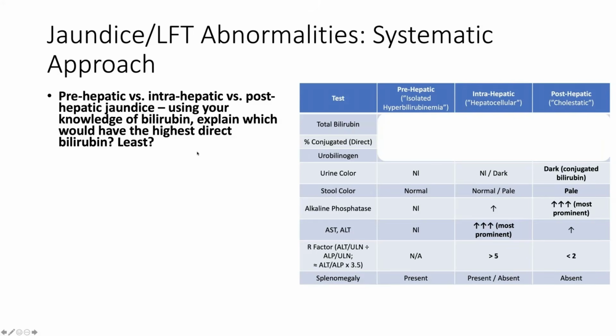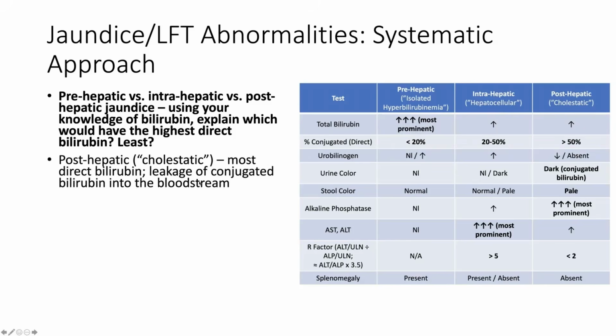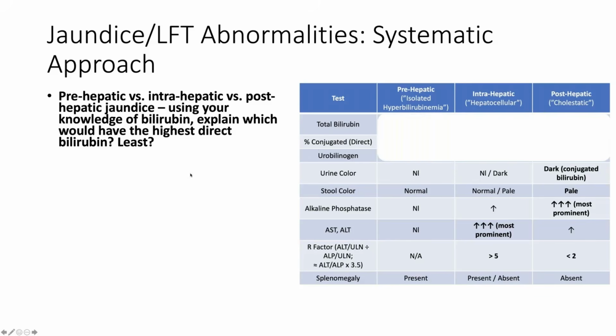Because when we're talking about posthepatic, we are saying cholestatic. If the problem is not in the liver, we're going to be able to conjugate the bilirubin, so from indirect to direct. Exactly. Great. So posthepatic is going to have the most. Sorry, I shouldn't show it to you. So which is going to have the least? Then it's going to be the prehepatic.